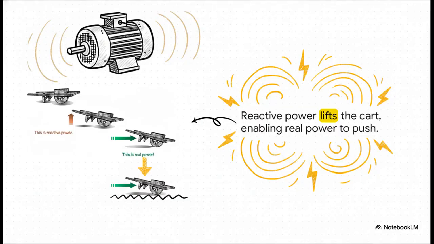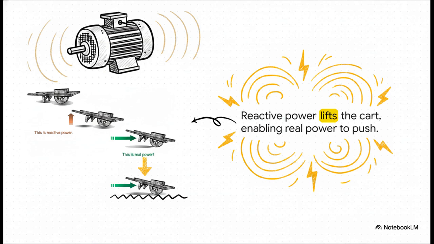Imagine trying to push a heavy, stubborn wooden cart across a rough gravel road. Active power is the horizontal force pushing it forward. But if the friction from the heavy load on that gravel is too high, the cart simply won't budge, no matter how hard you push. Reactive power acts like a subtle upward force, slightly lifting the cart to reduce that heavy friction so the wheels can finally roll. In an industrial motor, this lift is the creation of its internal magnetic field.